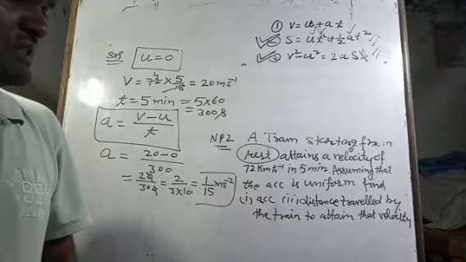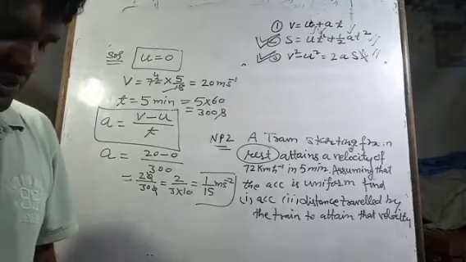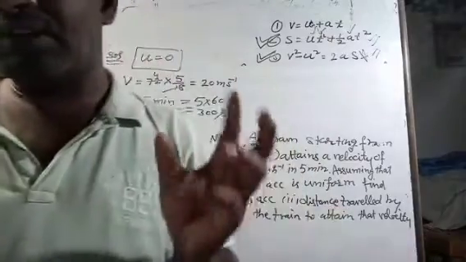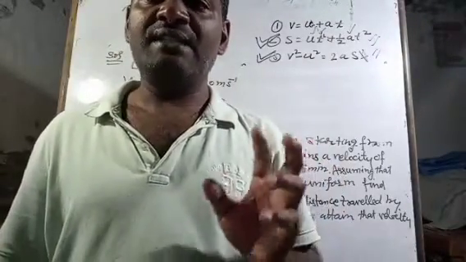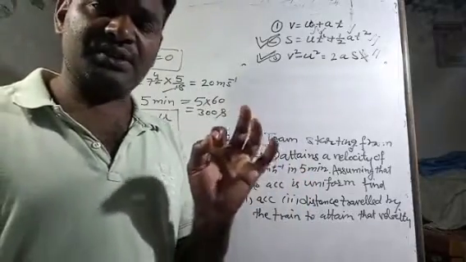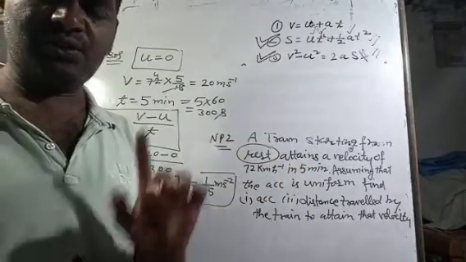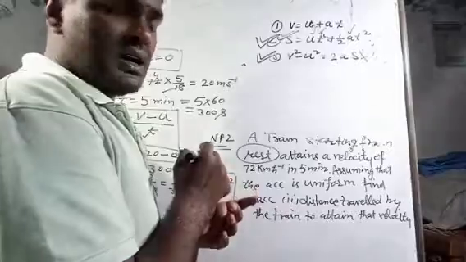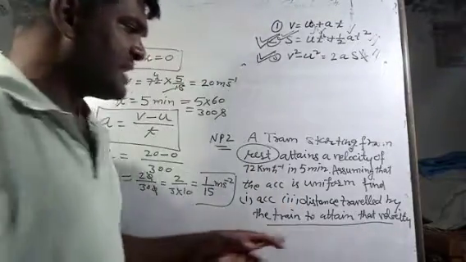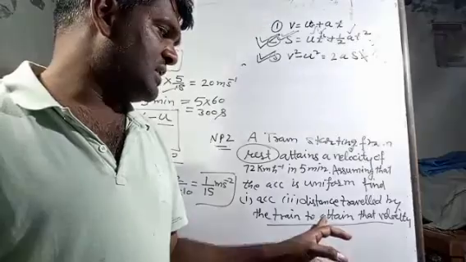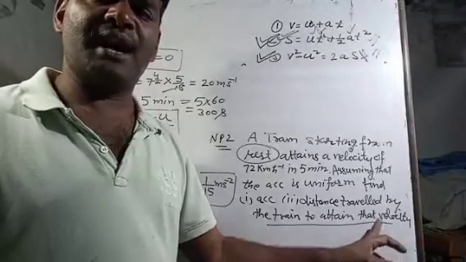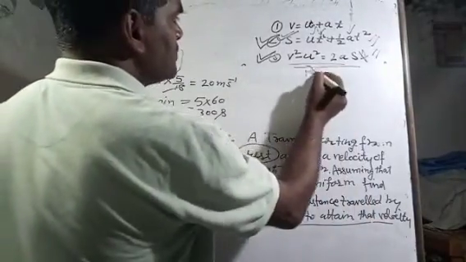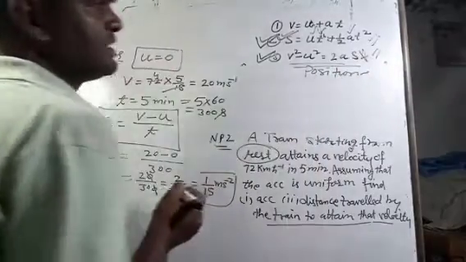Now we need to calculate the distance traveled by the train to attain that velocity. In the previous numerical, the time was given, so we used the distance time relation to calculate the distance, and directly we could use that one. Now it is given in the statement, the distance traveled by the train to attain that velocity. It means we have to use the position velocity relation, that is this last relation, to calculate the distance traveled.